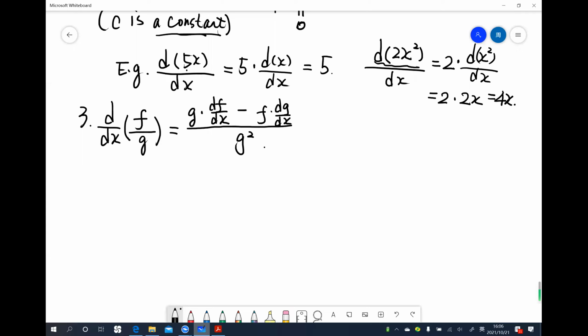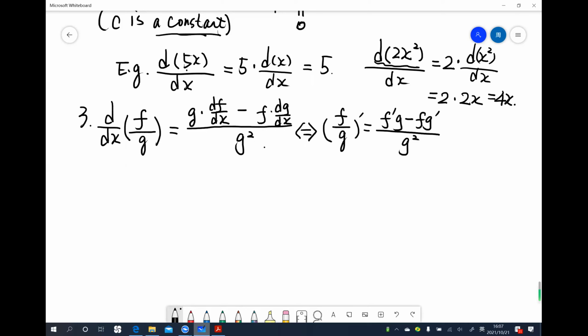And usually we can write it as (f/g)' equals (f prime g minus f g prime) over g squared. These two expressions are equivalent. So you have to remember the quotient rule. And maybe it is a little bit complicated.